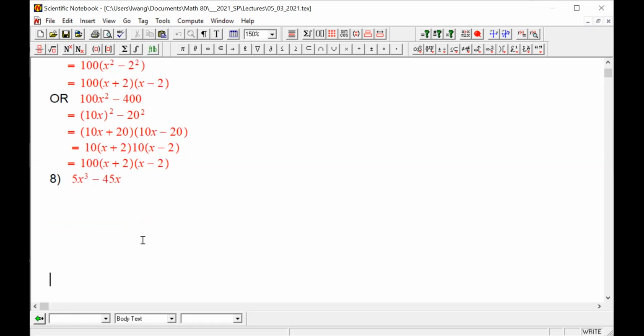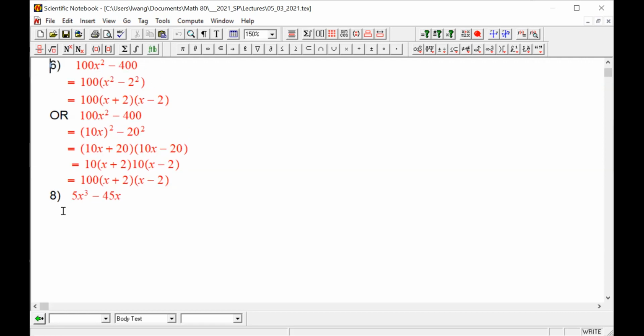Number 8. We would like to factor out the greatest common factor, which is 5 times x. So after that is factored out, we get x squared minus 9. And once again, you get these factors by special formula. So x plus 3 times x minus 3. I think we can have a closure on this one, right?